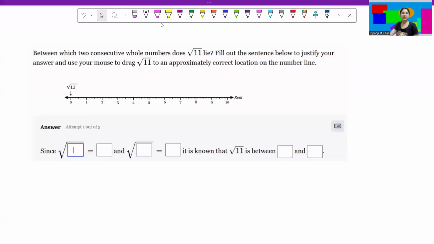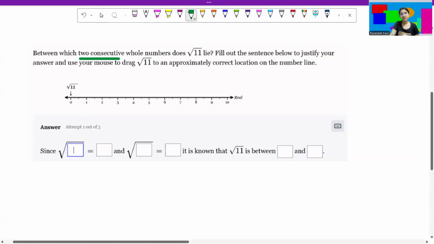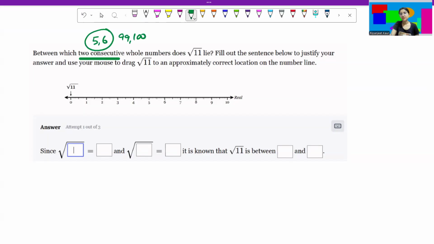Between which two consecutive whole numbers does root 11 lie? So they want us to find consecutive numbers, that is, numbers coming one after another, like after 5 there comes 6, after 99 there comes 100. They should also be whole numbers, starting with 0. So which two consecutive whole numbers does root 11 lie between?